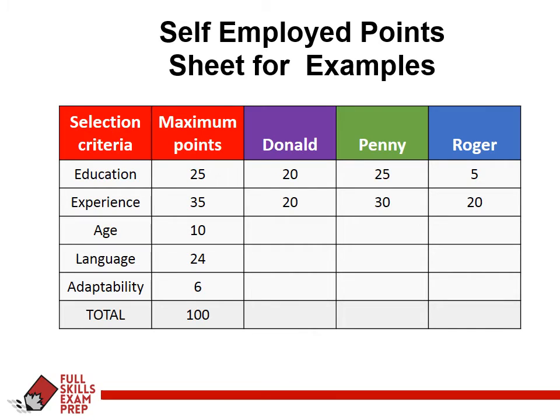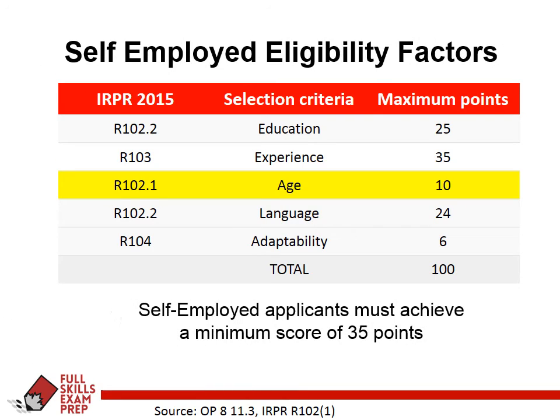When we go back to our points grid now, we can see that we're filling this up pretty nicely. So Donald gets an extra 20, Penny gets an extra 30 points, and Roger gets an extra 20 as well. Let's move on into the age requirements. So the age gives the person 10 points in there as well. And remember, there's a minimum score that people need for the overall score, which is 35 points.